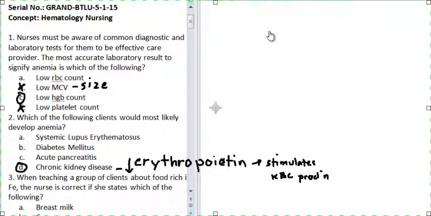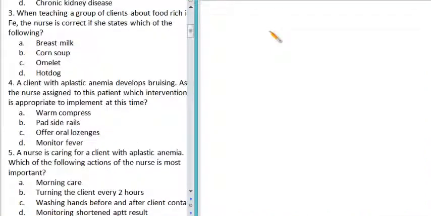Next, number three. When teaching a group of clients about food rich in iron, the nurse is correct if she states which of the following. Okay, so we all know that breast milk is a poor source of iron. Eliminate A. Corn soup is not a good source of iron. Answer, letter C, because omelette comes from egg, and egg is rich in iron.